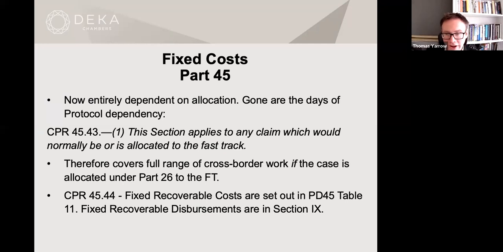And where do we find them? Well, in the old days, we got the tables within Part 45 itself. They've now moved the tables into the practice direction. So the fixed recoverable costs for Section 6, which is fast track allocated cases, is now found in Table 11 in Practice Direction 45. And the disbursements are in Section 9 of Part 45. So we have to look in different areas at once. In some ways, it makes more sense for them to be in the practice direction rather than in the face of the rules. In other ways, it's a little bit annoying that we have to flick between the rules and the practice direction to get the numbers. But there we are. That's where we are now.